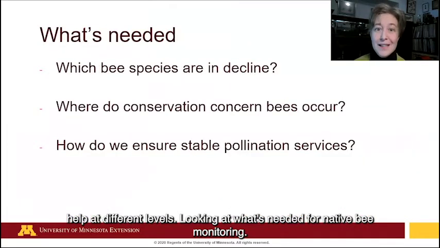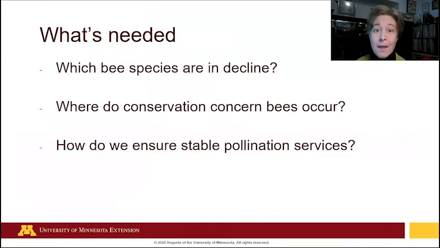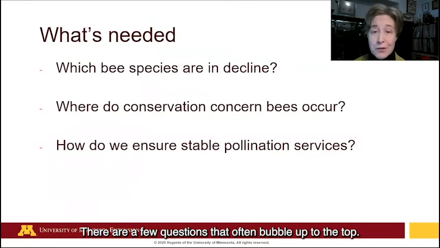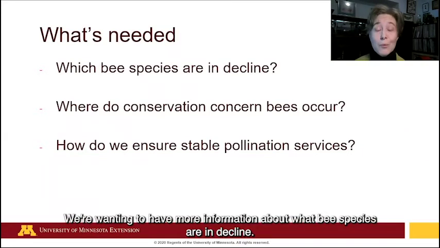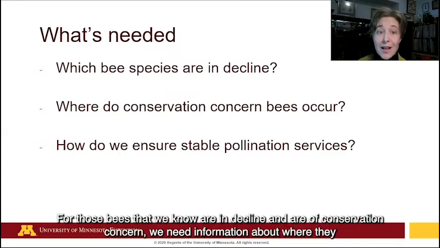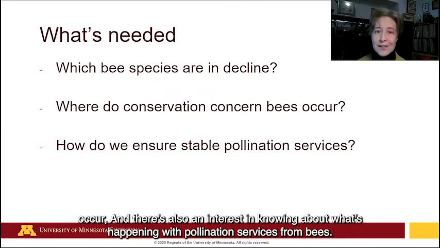Looking at what's needed for native bee monitoring, there are a few questions that often bubble up to the top. We're wanting to have more information about what bee species are in decline. For those bees that we know are in decline and are of conservation concern, we need information about where they occur. And there's also an interest in knowing about what's happening with pollination services from bees.